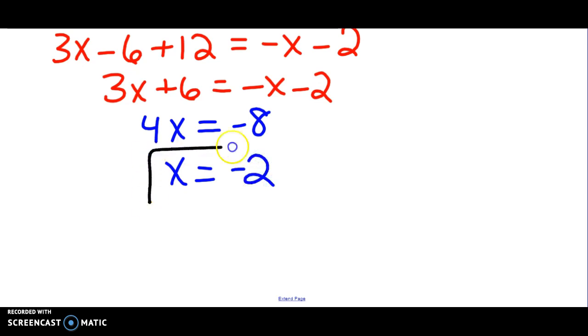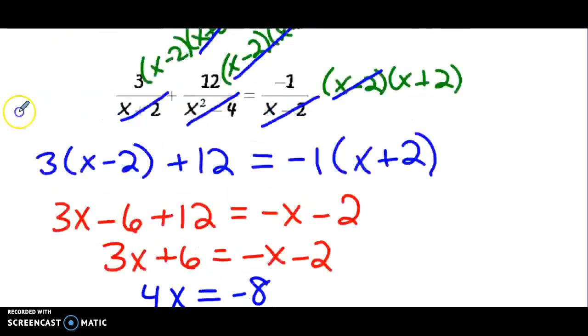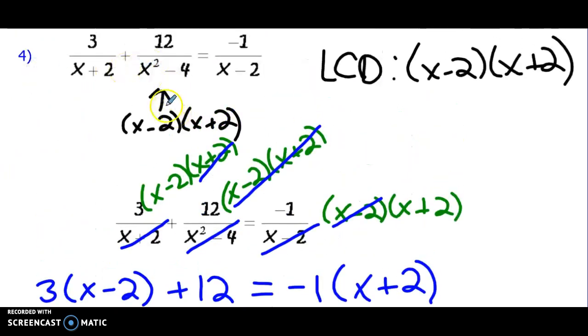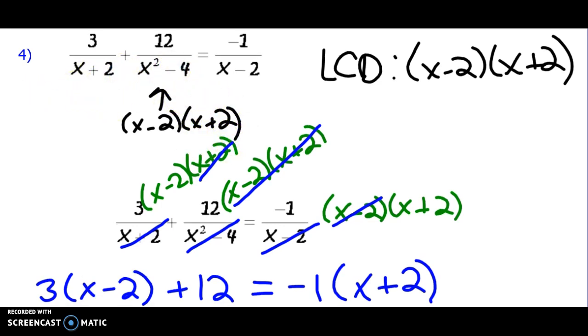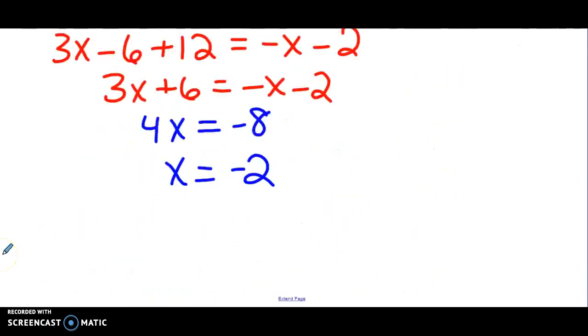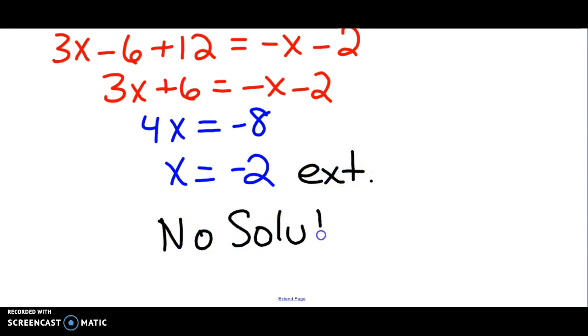We'd want to check that solution. That is actually a restriction on the domain, because in our original problem, x plus 2 was a factor of the denominator here and there. So that means x cannot equal -2. So this is actually an extraneous solution, and there are therefore no solutions to this problem.